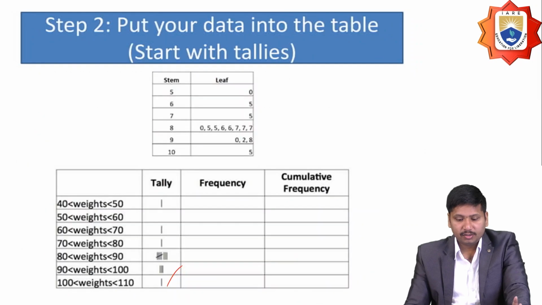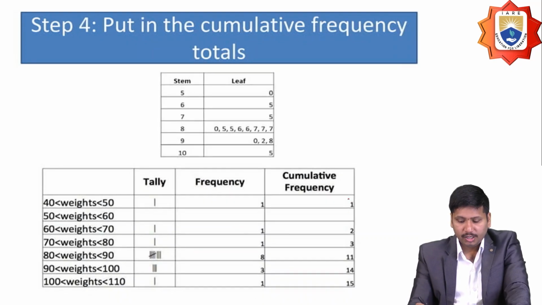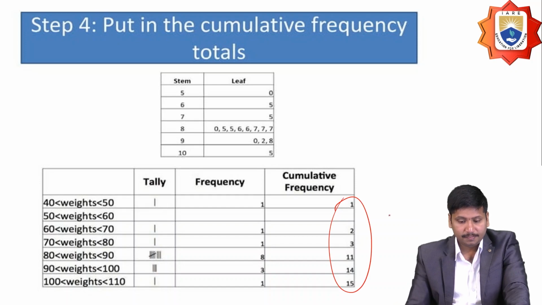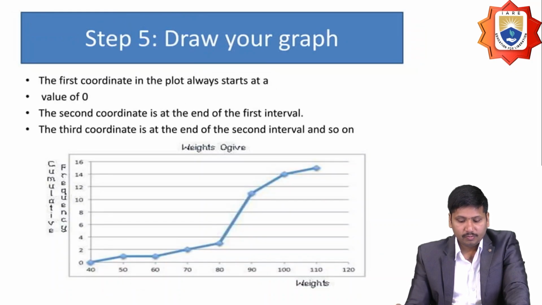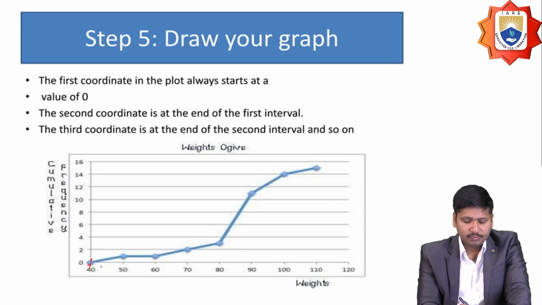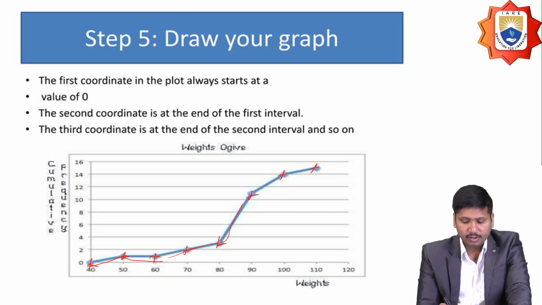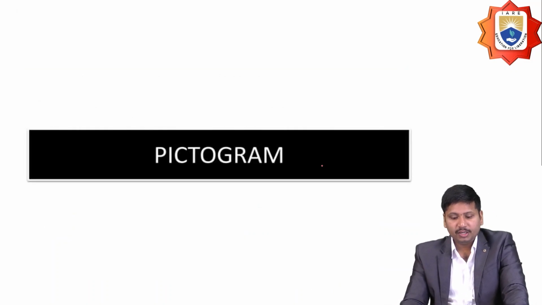So the very first step is that we have to put the data into the table. Based on this, the third step is that we put the frequencies by which the events are going to be covered, and once frequencies are calculated, finally I get the cumulative frequencies as well. So draw the graph based on the cumulative frequency. In between 40 and 50, so 40 and 50, and then 60, 70, 80, and then 90, 100, and then 110. So these are the values. If I join them with a line, that should be a frequency polygon.